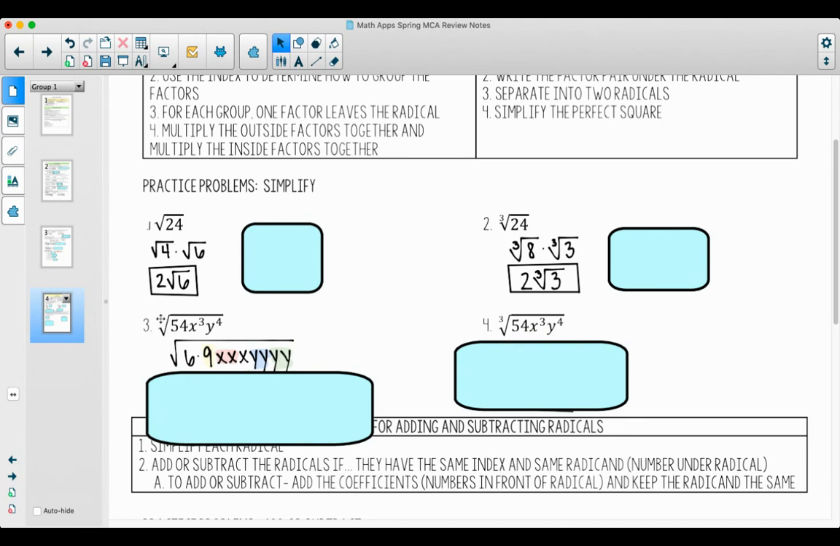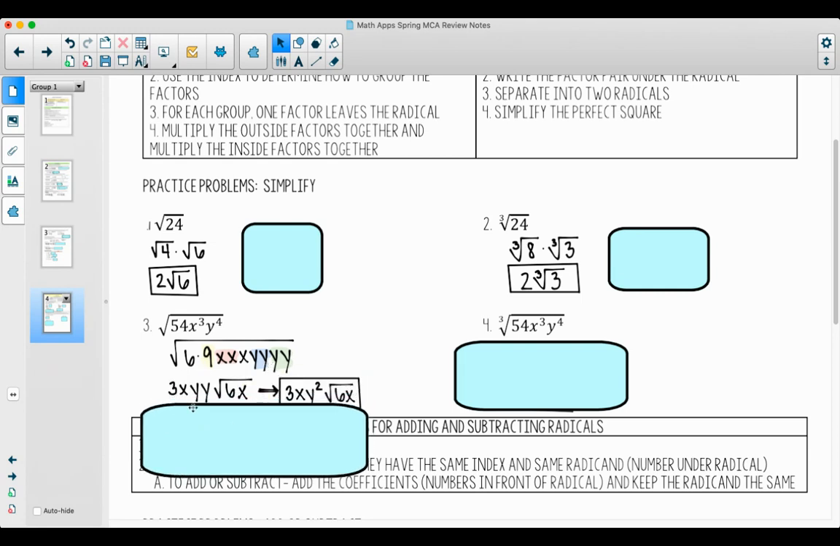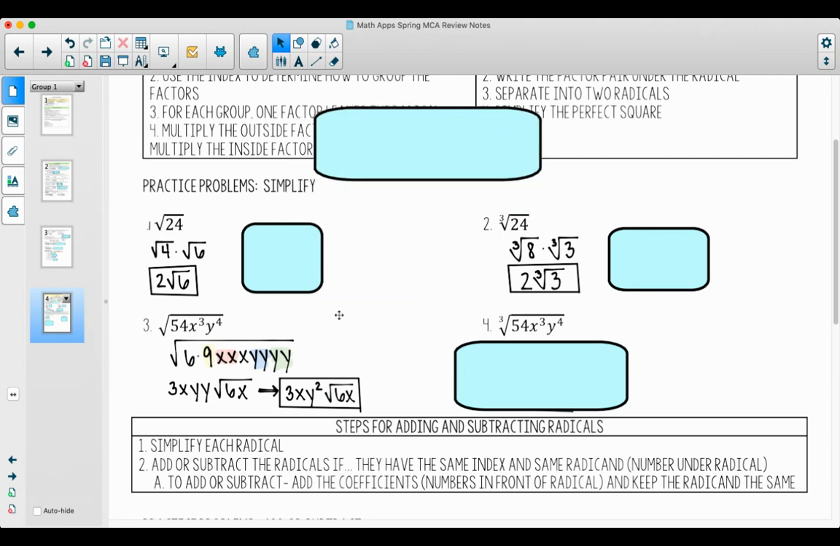What we notice here is that I'm looking for groups of 2, or those perfect kind of squares. So for every highlighting, I'm taking one of those kind of groupings out to help me. What I'm looking at is 3x y times y, and then whatever I didn't highlight is staying underneath the radical, so 6x. And just to clean that up, y times y, we would make y squared. So we're looking at 3xy squared, the square root of 6x.